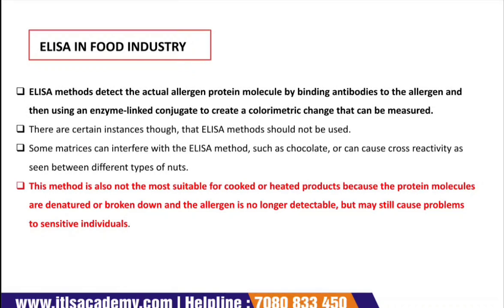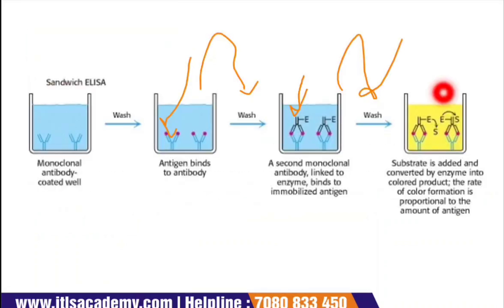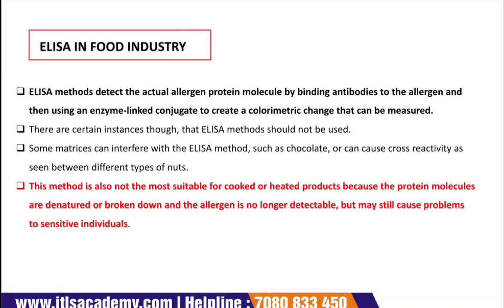The ELISA method detects the actual allergen protein. How? By binding antibodies to the allergens. Once the antibodies bind to the allergen, they detect the actual allergen protein, and then they use the enzyme linked conjugate, and they create a colorimetric change that can be measured, just like this. As you can see, color formation takes place, and through this they can detect it. So there are certain instances where the ELISA method should not be used.